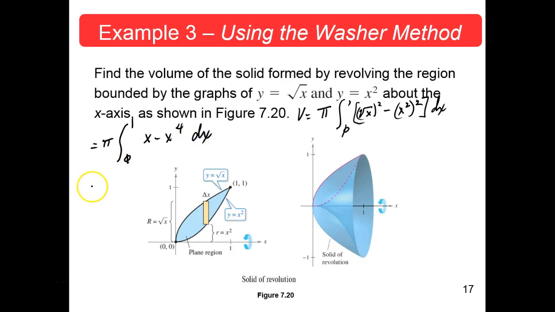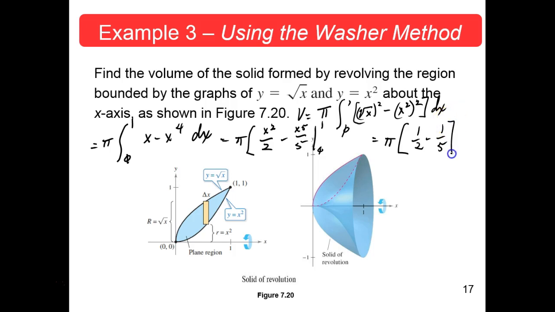Okay? So this will be pi times x squared over 2 minus x to the 5th over 5, evaluated between 0 and 1. Running out of room here. That will be pi times, when you plug in a 1, what do you get? 1/2 minus 1/5. And you plug in the 0 and you get nothing.